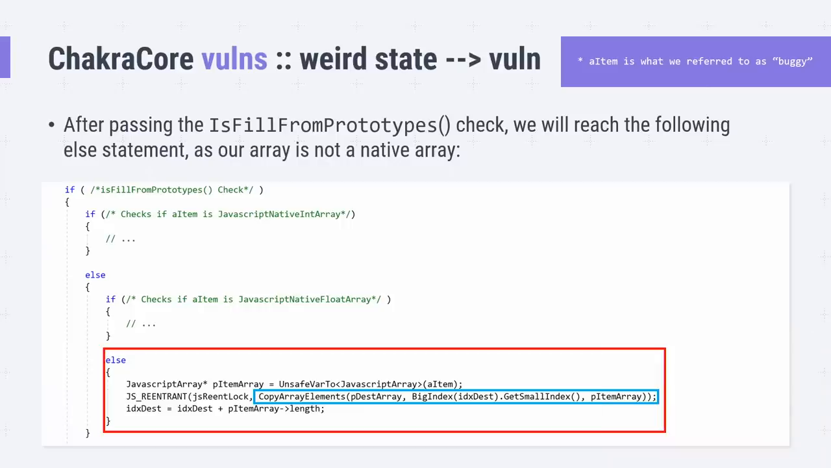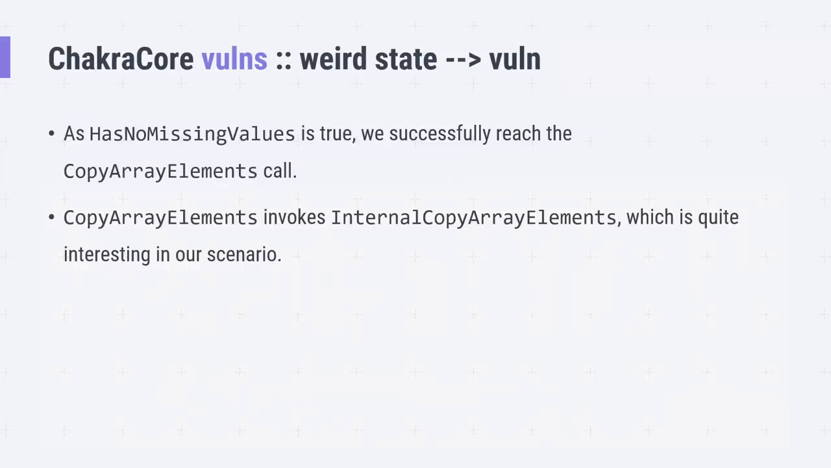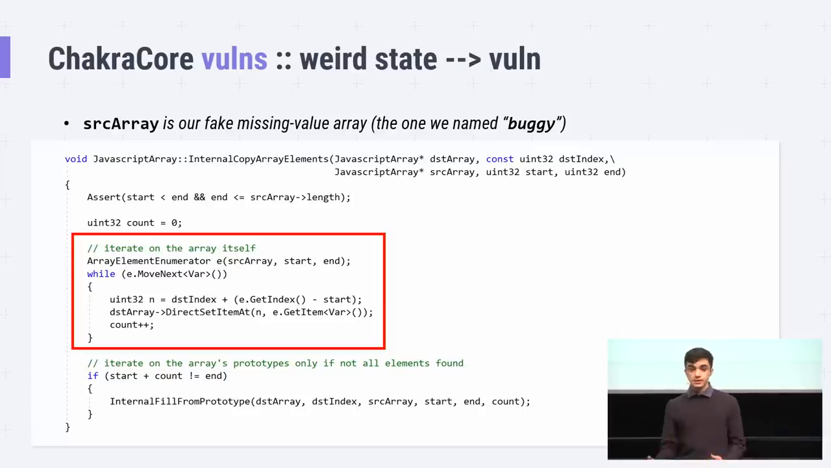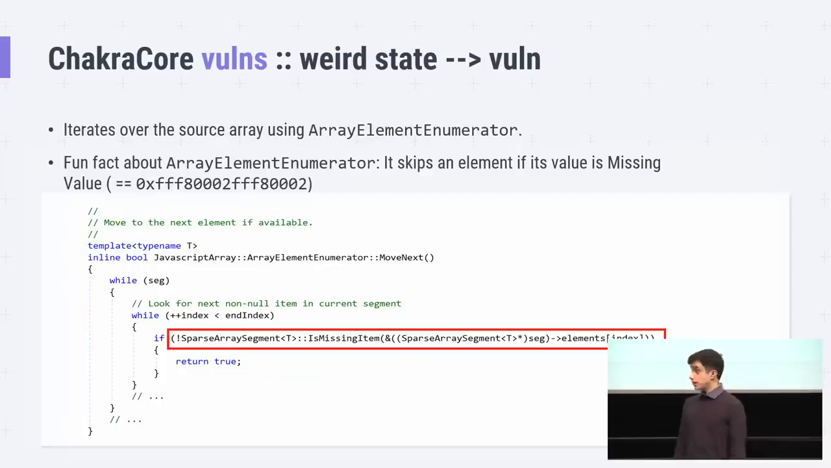Next thing we reach is this else statement, which calls copy array elements with our array as an argument. As you can see, it's the p-item array. Once we reach copy array elements, it's essentially copying an internal function, which does the following. Now, this part is very interesting for us. First thing that happens is they make an enumerator out of the array. The enumerator will enumerate every single element in the array and will increase the counter every time it engages a new element. Now, let's see how this enumerator is actually implemented.